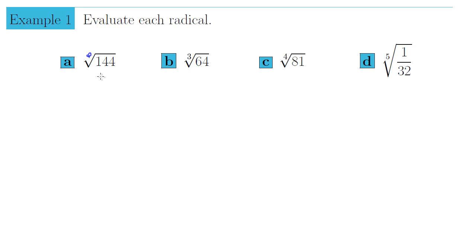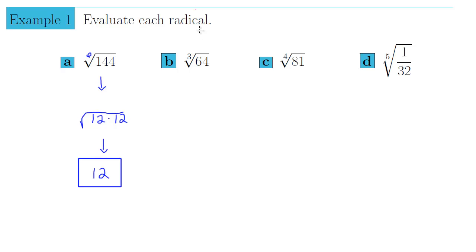So what you should be thinking is that 144 is 12 times 12. So the square root is going to take that pair of factors and turn it into a single factor. So the square root of 144 is 12.